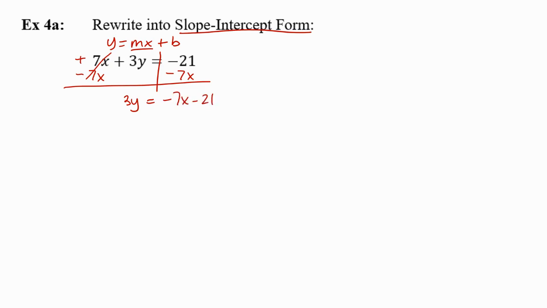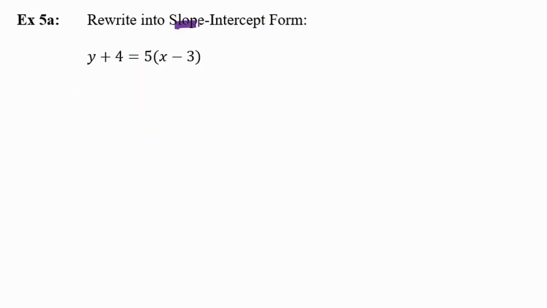Notice I want the mx term first, so I'm going to bring down the -7x and then the -21 that was already there. Now we got y on the left by itself like we wanted to, but we want the coefficient to be 1. So this is 3 times y, so we're going to have to divide everything by 3 on both sides. On my left, 3 divided by 3 is 1, so I can bring down y. -7 divided by 3 cannot be simplified, so I will leave that as -7/3 x, and then -21 divided by 3 gives us a -7. For a final answer in slope-intercept form, it's y equals -7/3 x minus 7.